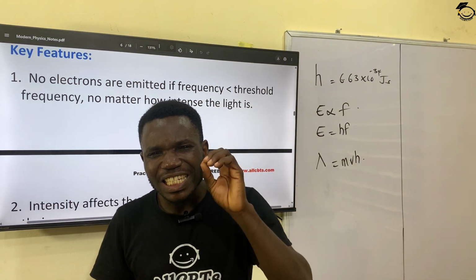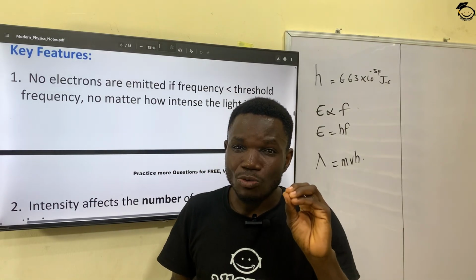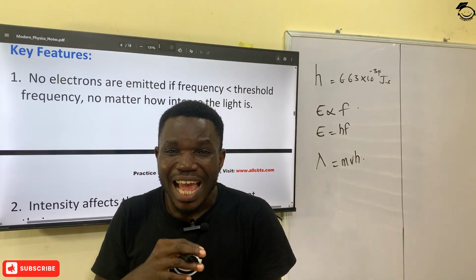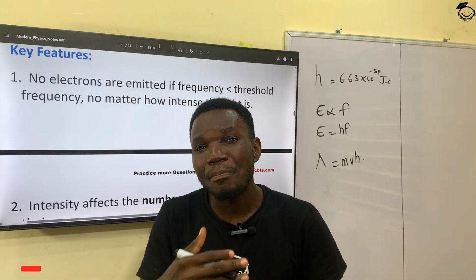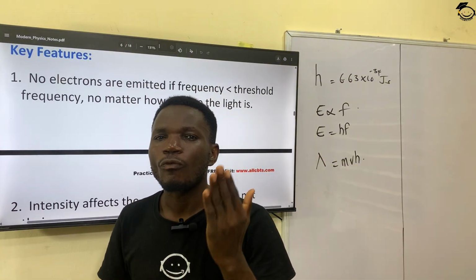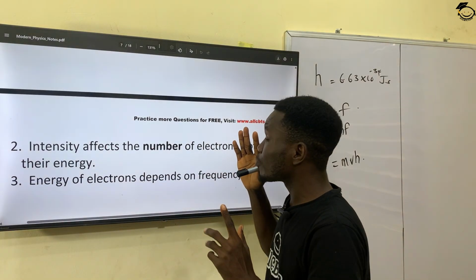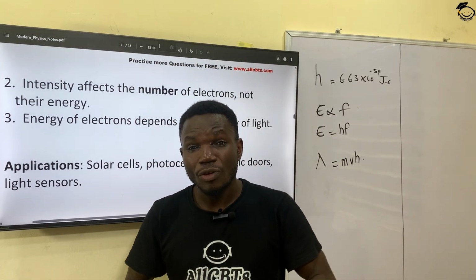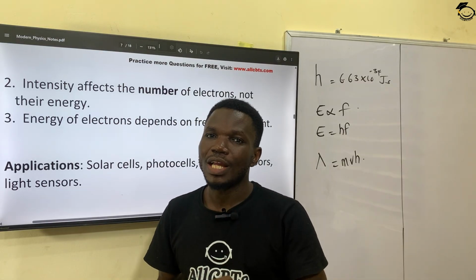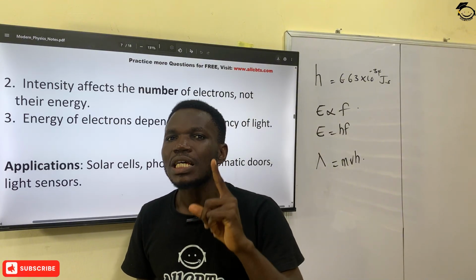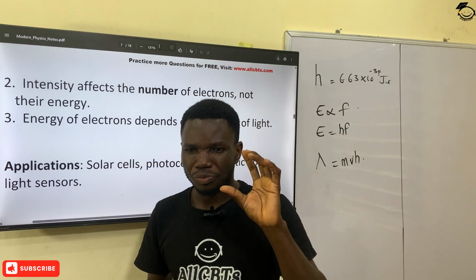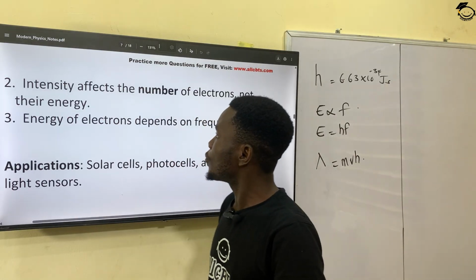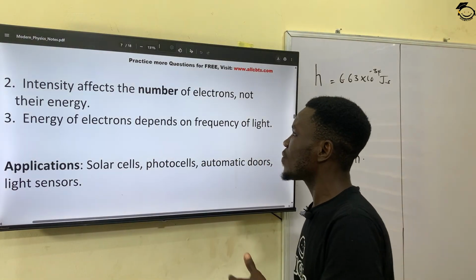The threshold frequency is the minimum energy required for electrons to be emitted. So long as the frequency of the light exceeds the threshold frequency of that particular metal, the photoelectric effect can take place. But so long as the frequency is less than the threshold frequency, there will be no photoelectric effect, irrespective of the intensity of the light. Even if the light is very, very intense, it does not affect the emission of electrons, so long as the frequency of the incident photon is not higher than the threshold frequency.